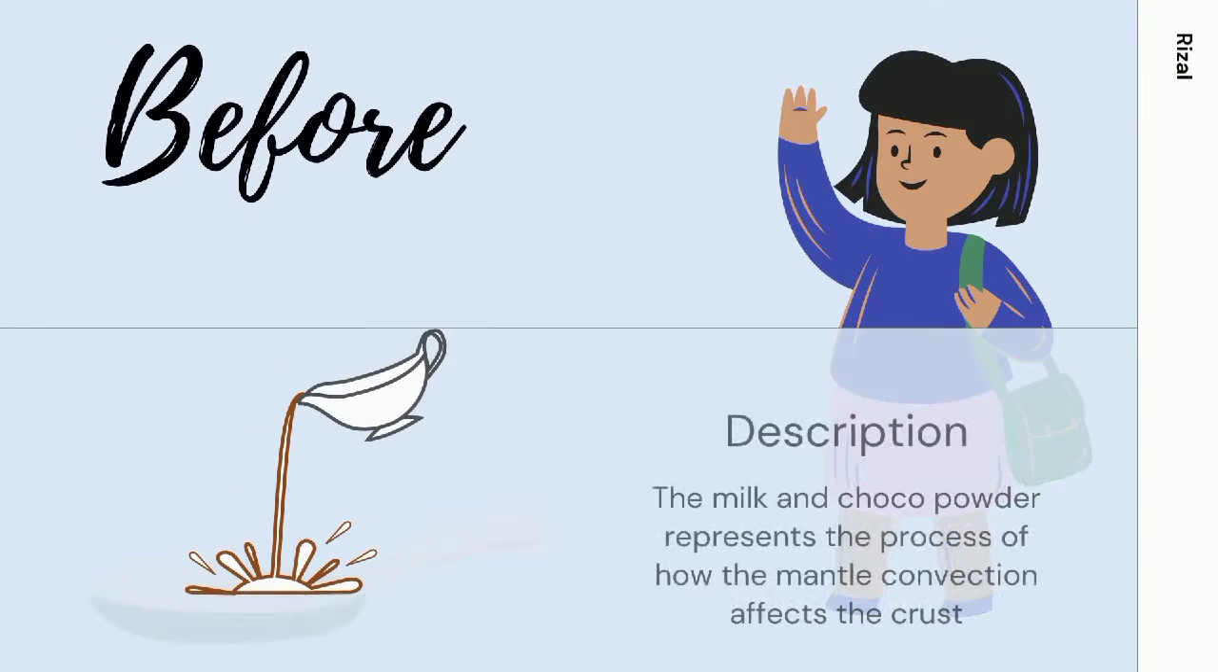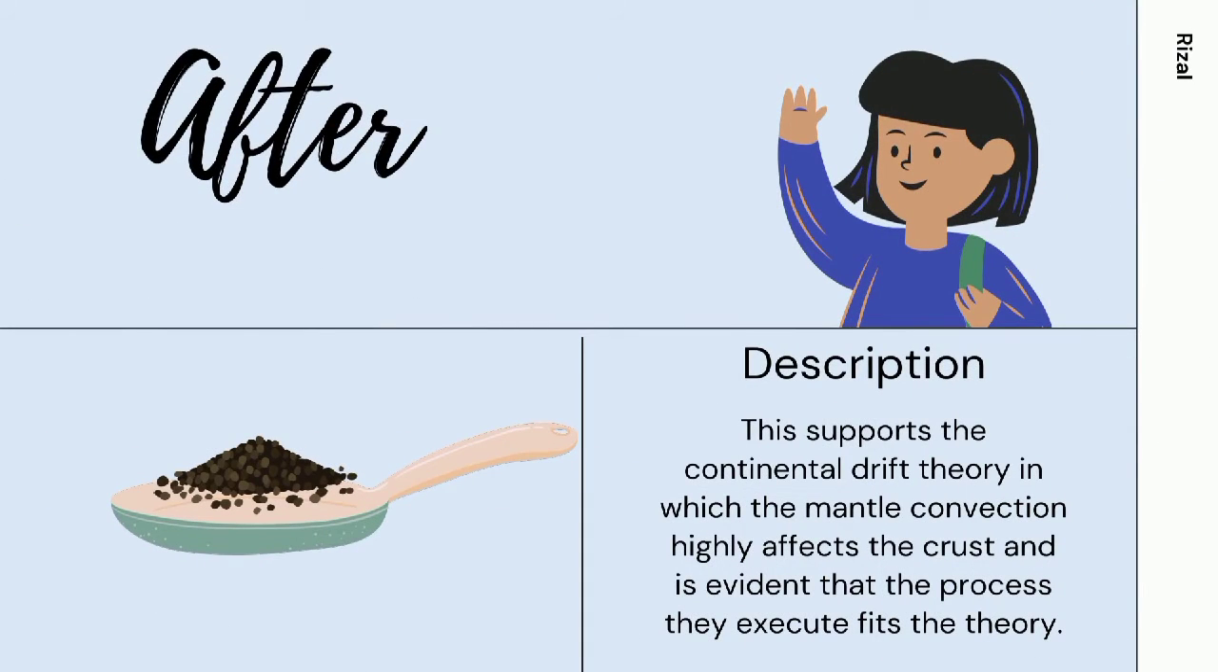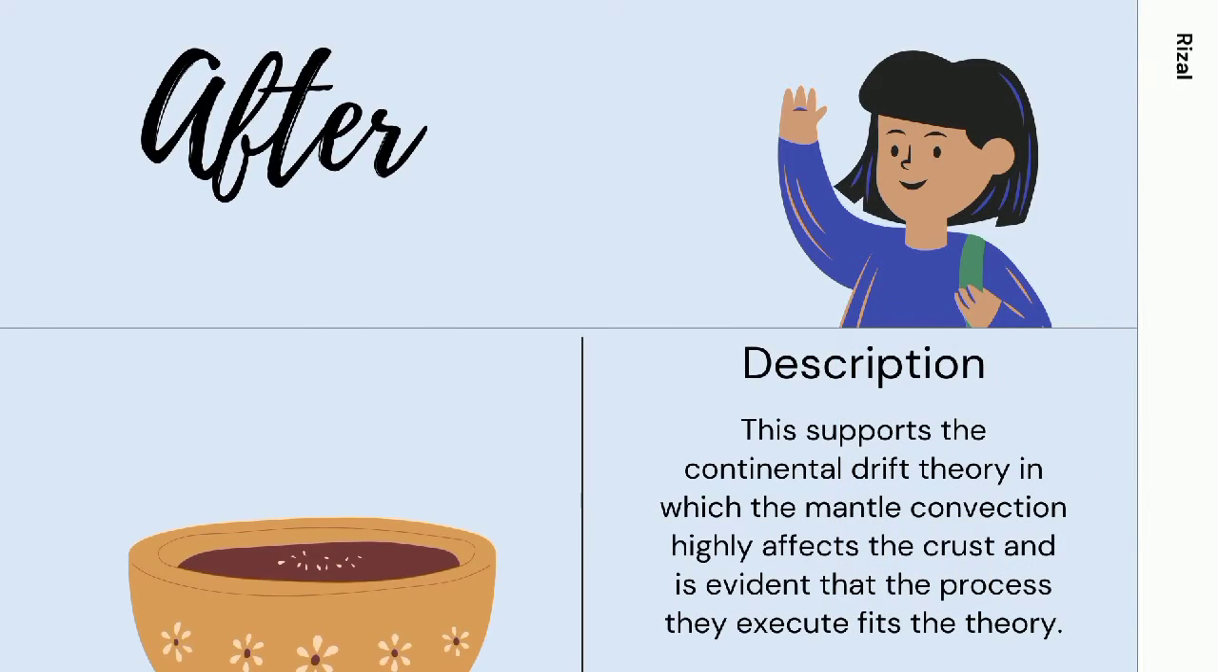Before the mixture was put into the hot plate or the stove, the milk and choco powder represents the process of how the mantle convection affects the crust. We did notice that the choco powder or the group of choco powder was slowly diverging from each other. This supports the continental drift theory, in which the mantle convection highly affects the crust, and is evident that the process they execute fits the theory.